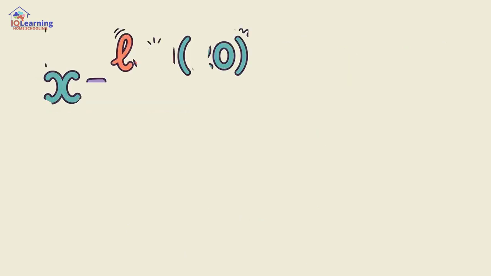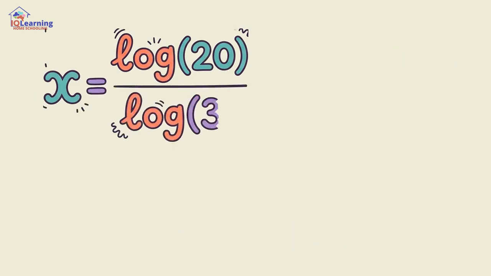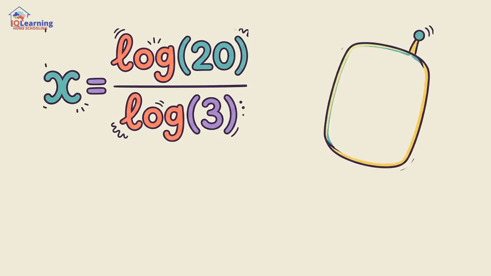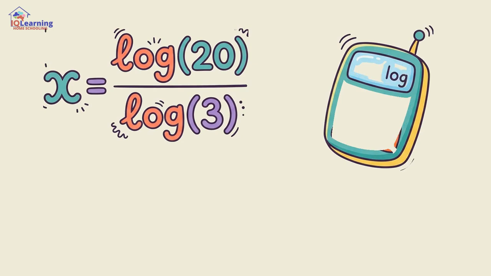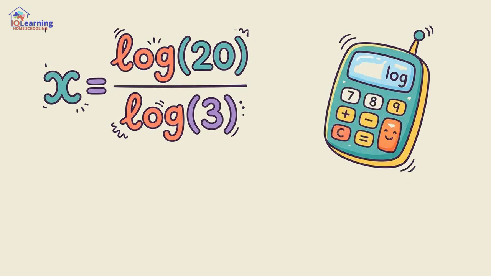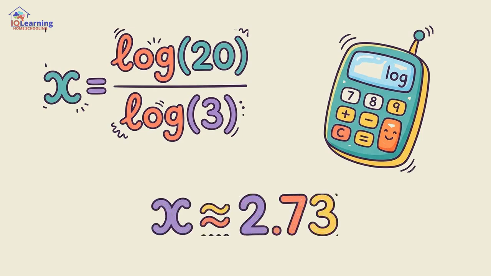Now solve it like normal algebra. Divide both sides by log 3. x equals log 20 divided by log 3. Now use a calculator. Type log 20, then divide by log 3. You should get about 2.73. So the solution is x approximately equals 2.73.